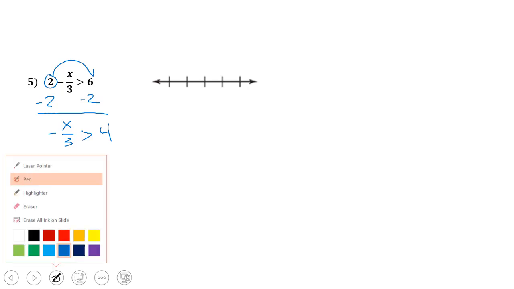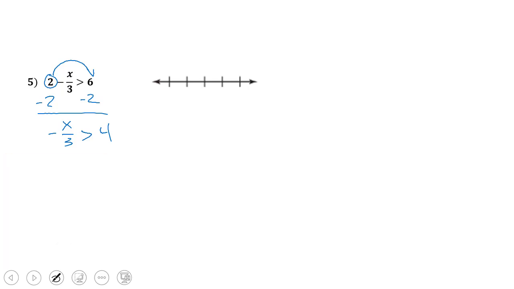And now we recognize that I have to multiply both sides by a negative 3, leaving x. Ding, ding, ding. I'm multiplying by a negative, so that inequality symbol does need to be reversed. And then we multiply that 4 by the negative 3, and we get negative 12.